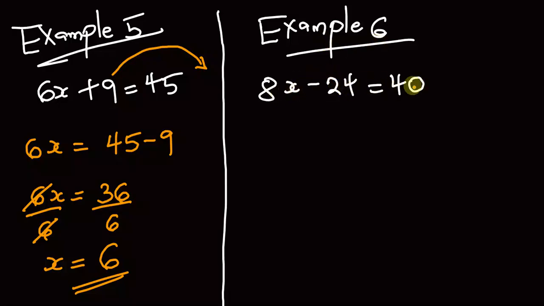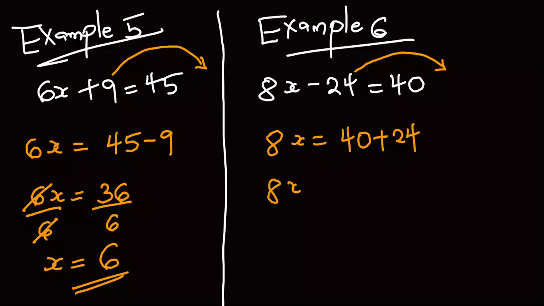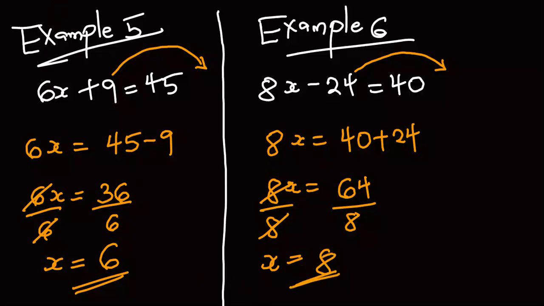Let's look at example 6. 8x minus 24 is equal to 40. We make 8x the subject. It will be 8x is equal to 40. When negative 24 crosses the equal sign, it will change to positive. Therefore, it will be plus 24. So, 8x is equal to 40 plus 24, which is 64. To get the value of x, we divide both sides by 8. So, after simplifying, the value of x will be 64 divided by 8, which is 8. 8 is our answer.